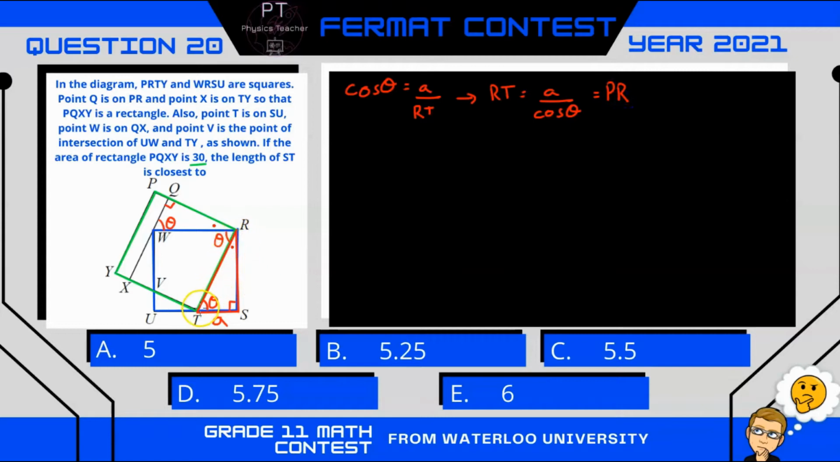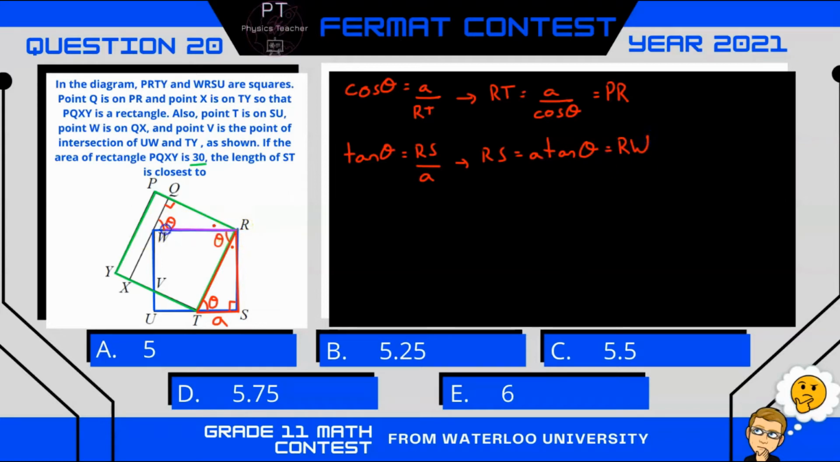Alright, so let's go back to our red triangle here, and we're going to look at the tan of theta. So tan is opposite over adjacent, so we have RS over A. And if I rearrange for RS, we get RS equals A tan theta. Now RS is this blue square's side, and so we know it is also equal to RW right here.